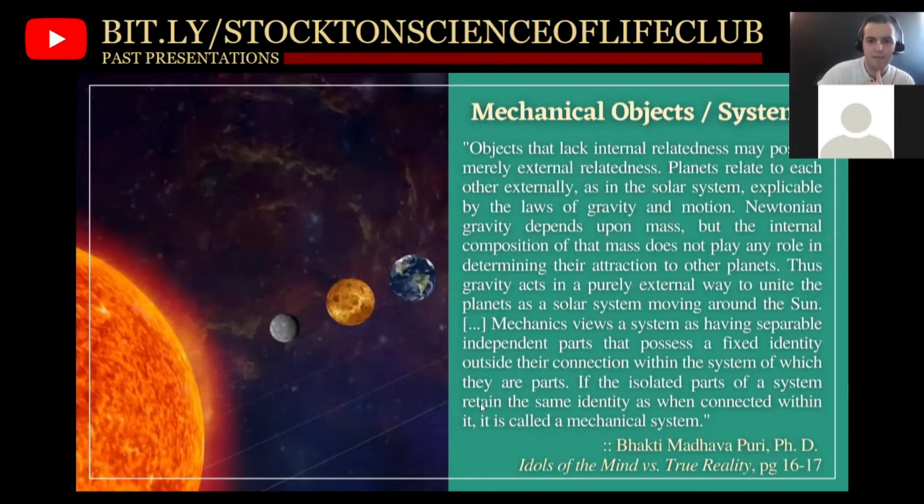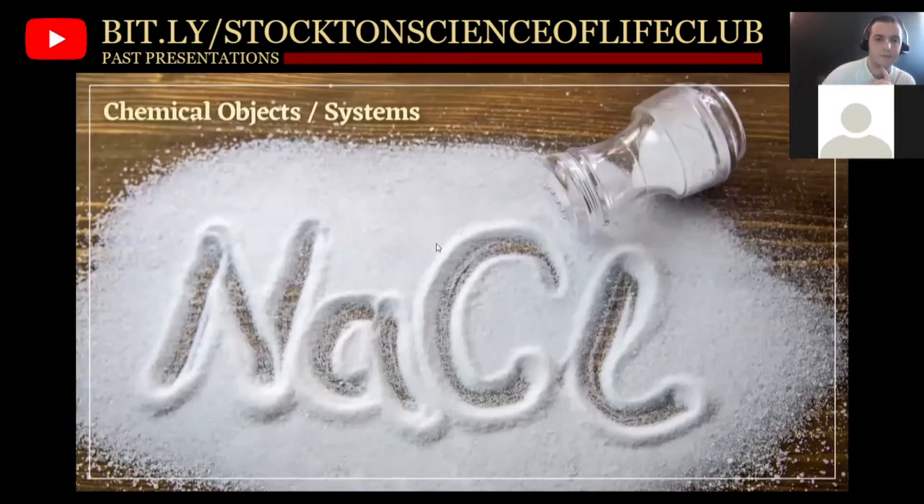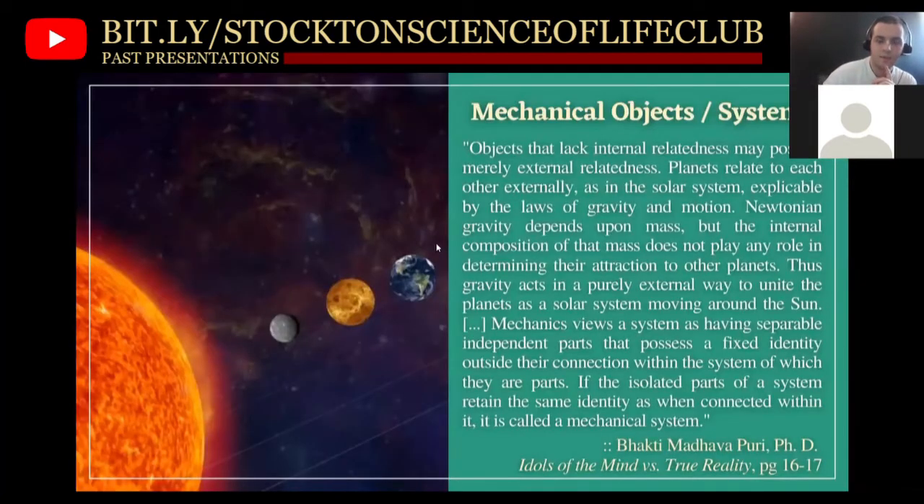If the isolated parts of a system retain the same identity as when they are connected within, it is called a mechanical system. So let me just summarize this. When you have a clock, to be simple, we say a bunch of gears. The gears have a static identity, whether they're apart from the clock or in the clock. It's not that when the gears are put together to make a clock, the gears themselves transform. They're still the same gears. They're just serving a collective purpose, but they retain the same identity as a gear. It doesn't change.